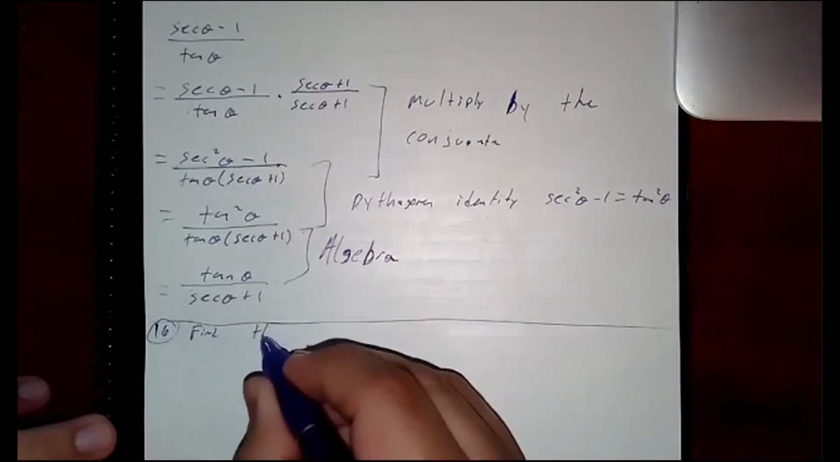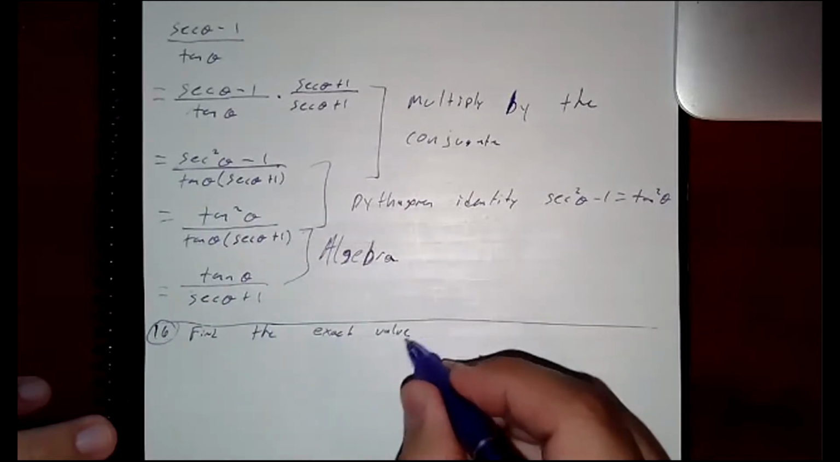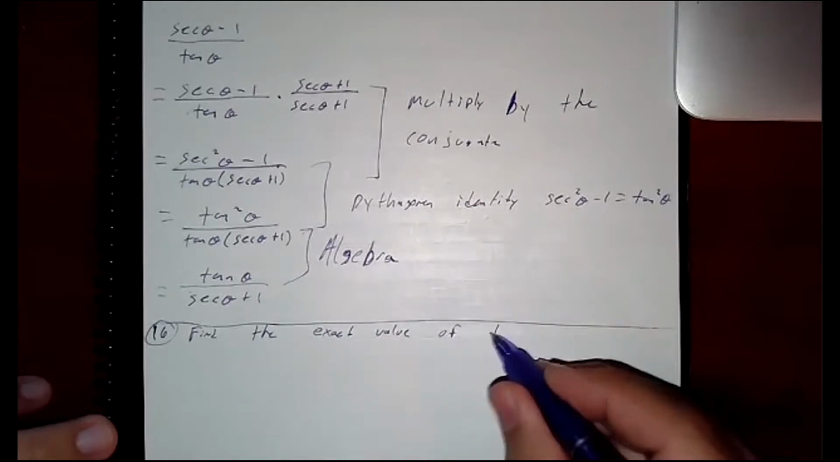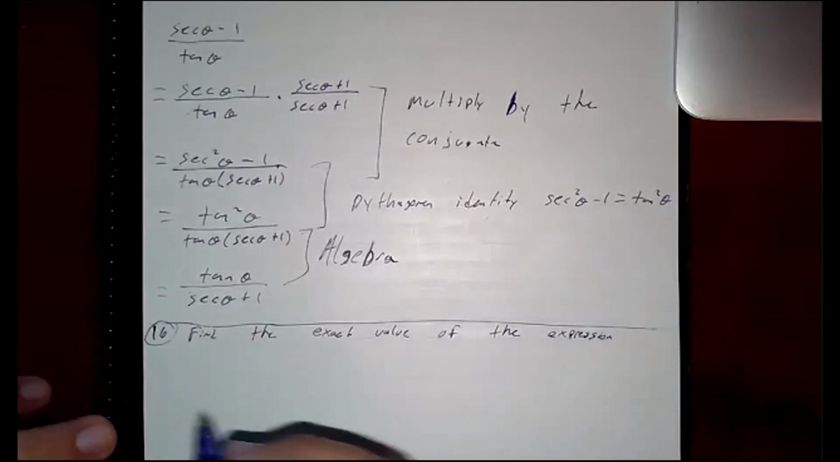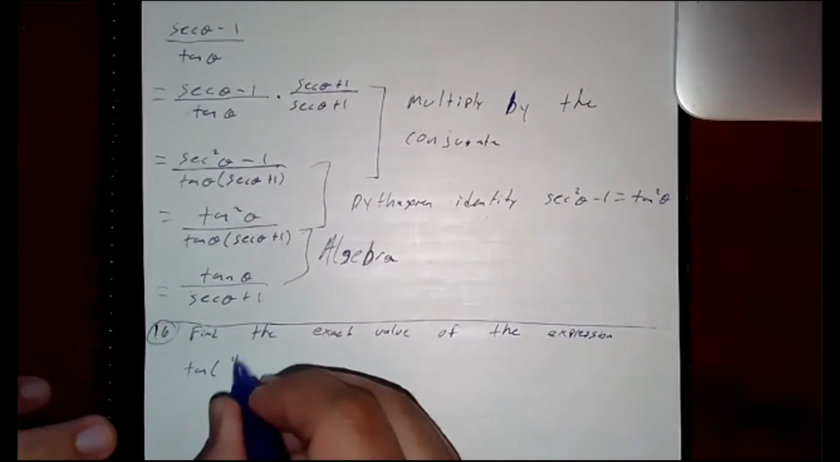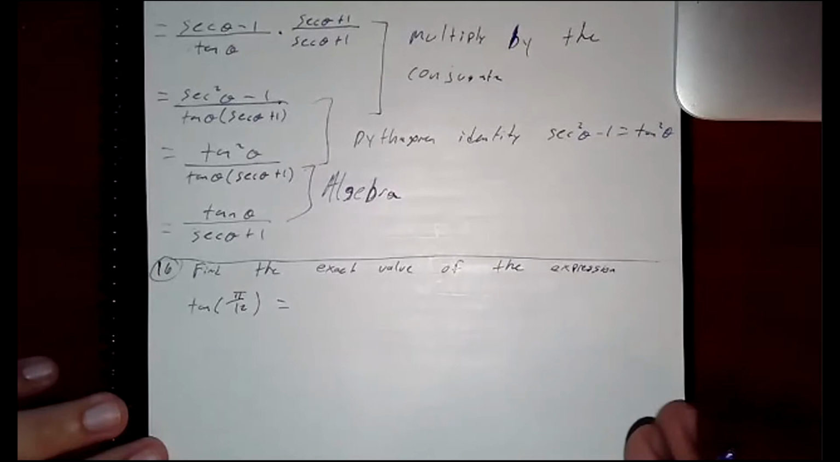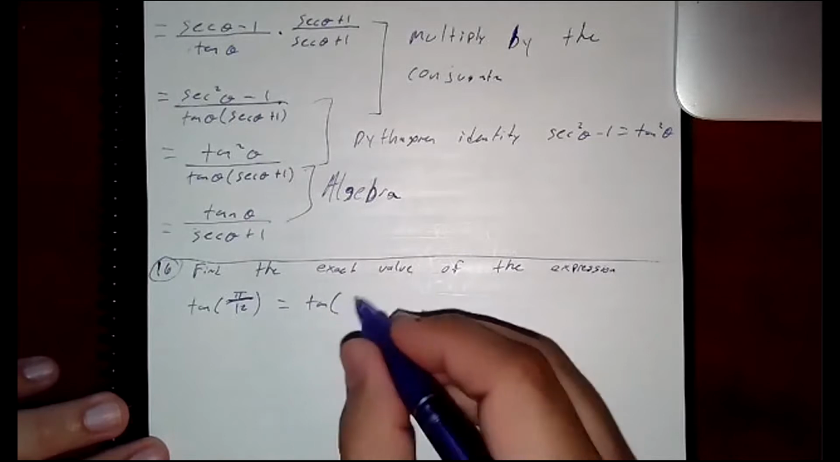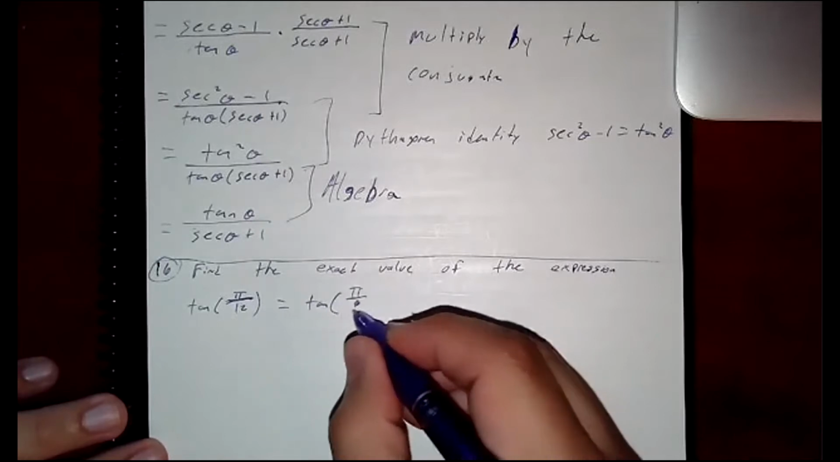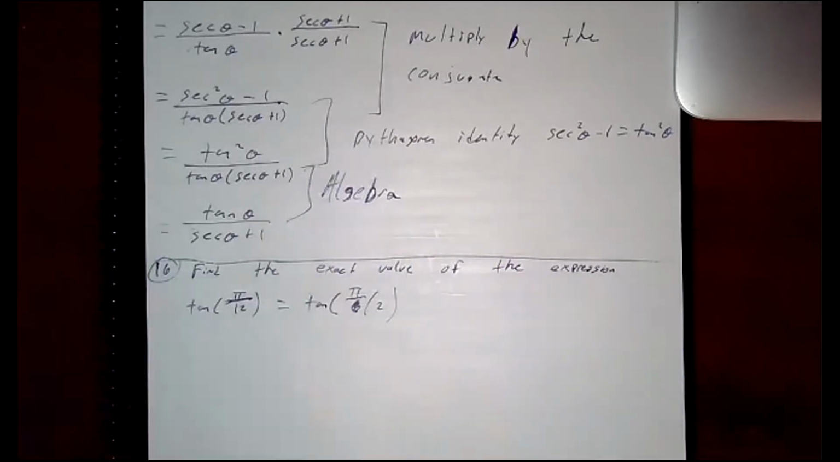Find the exact value of the expression tangent of pi over 12. So there is no pi over 12 on your unit circle. So use your half angle if you can spot it, because that is really just half of pi over 6, right? So we need the half angle formula for tangent to help us out here.